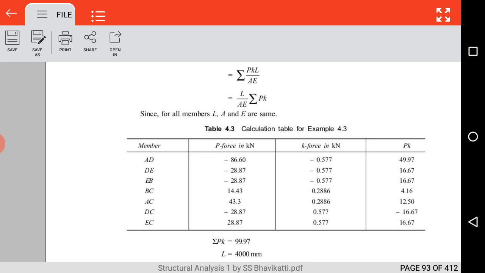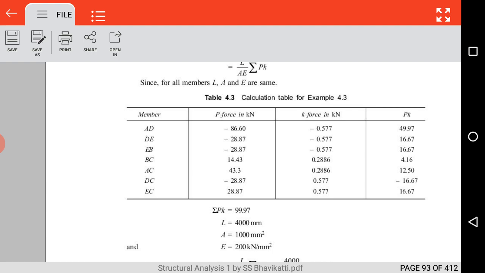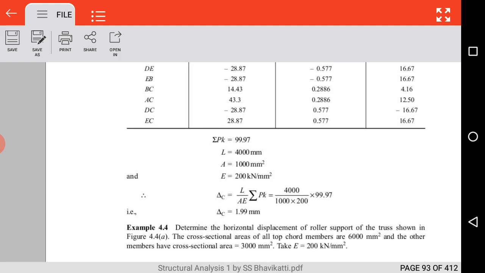So since the length is the same for all the members, we keep the constant term L out of the summation bracket, and area for all the members is also the same. Young's modulus for all the members is the same. So L upon A is the constant which is taken outside. So we are required only to multiply P into K. So P into K values have been noted down in our fourth column. By taking the summation, it is equal to 99.97, that is equal to 100, and substituting the value of L, A and E in the deflection equation, we find that the deflection delta C equals 1.99 mm.